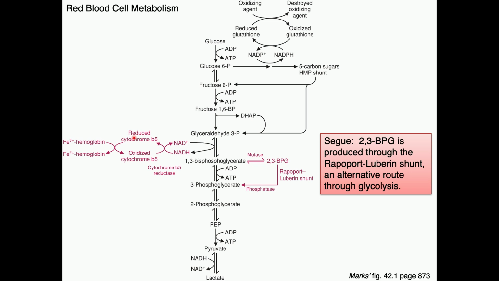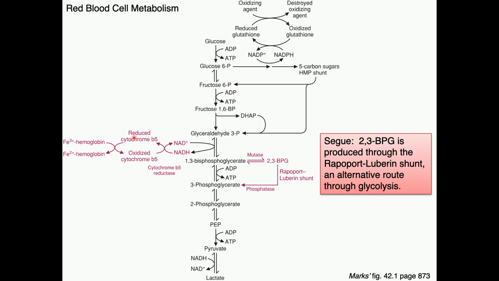Okay, so let's look at that Rapoport-Luebering shunt in the context of the whole metabolism of the red blood cell. So what does the red blood cell do for a living? Well, the mature red blood cell doesn't have any mitochondria, so that eliminates a lot of metabolic possibilities, right? So really the way that the red blood cell is making its energy budget for the day is through anaerobic glycolysis. So conversion of glucose first to pyruvate and then to lactate through lactate dehydrogenase.